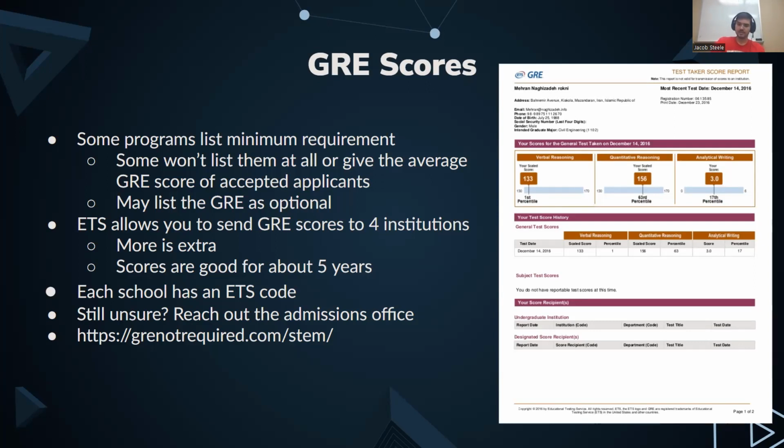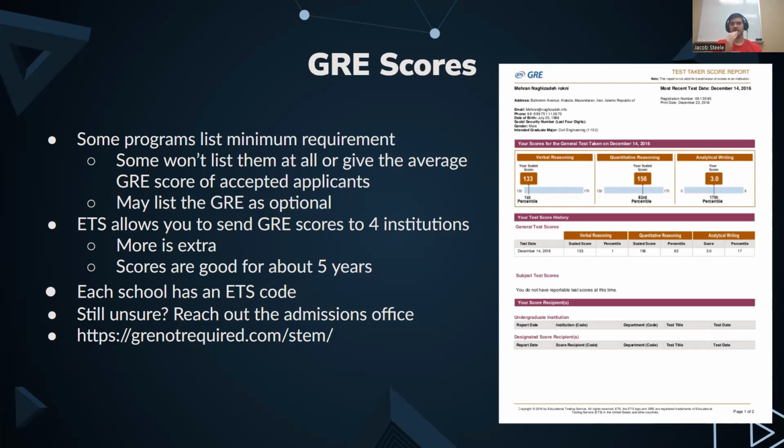And you can see on the right, this is an example of just some random person's GRE scores. You can see the verbal reasoning, they give you percentile breakdowns, same thing with quantitative reasoning and analytical writing. And you can typically send these to multiple schools, which I'll discuss in a second.